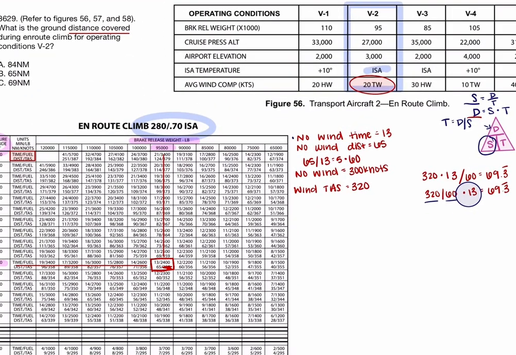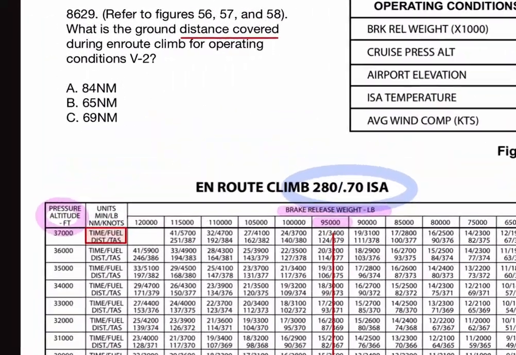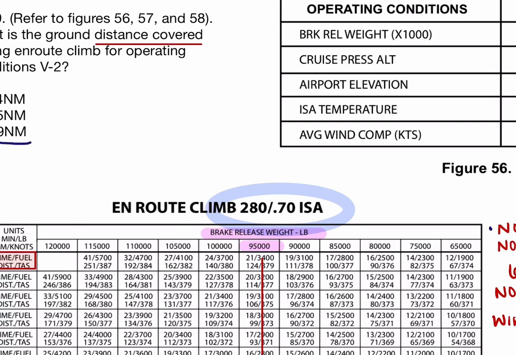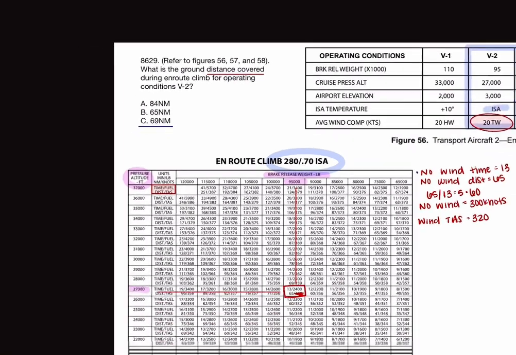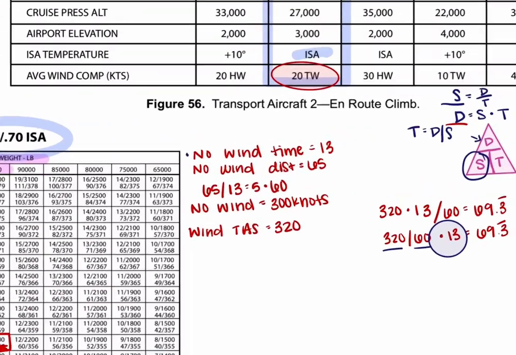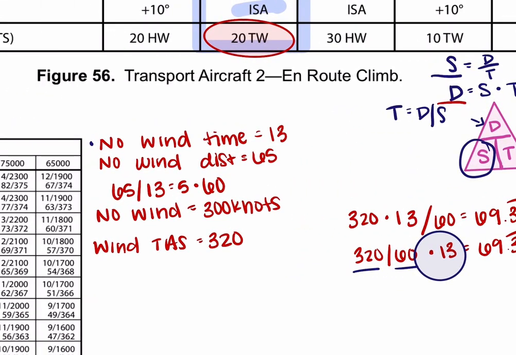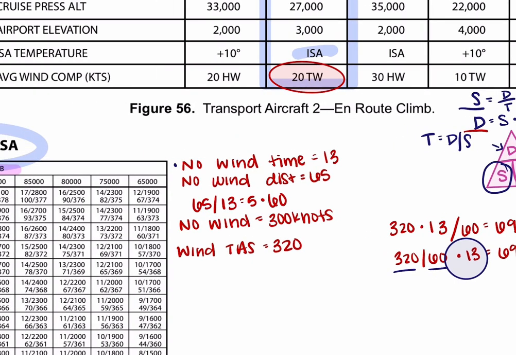Now that we've got 69.3, we're coming over and looking at our answers, and our answer is going to be 69 nautical miles. As long as you remember this chart over here, all of these questions should be relatively simple. So make sure that you make a note of that distance, time, speed chart.